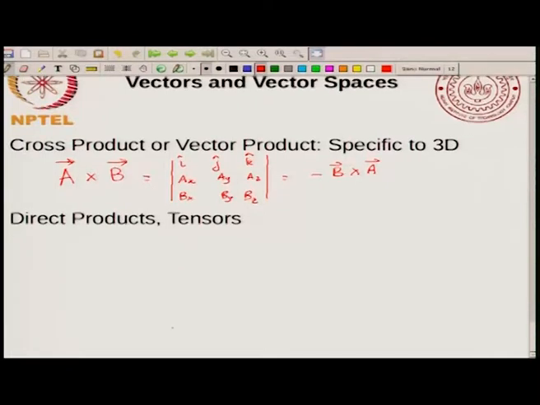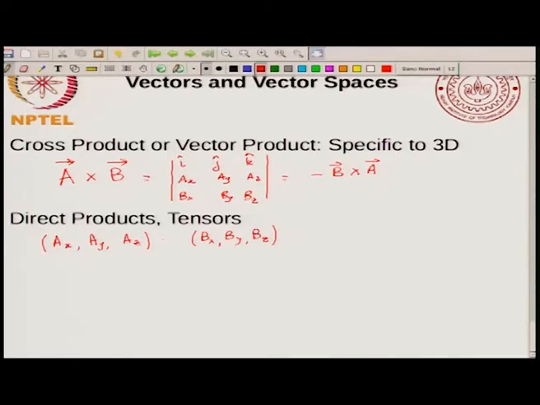There are also other ways of taking products of vectors. One is called a direct product. Just to remind, if I write a vector as Ax, Ay, Az, and I write another vector as Bx, By, Bz, what we are doing when taking products of vectors is multiplying components. In the dot product, you multiply x with x, y with y, and z with z, and you add them up. In the cross product, you multiply y with z and z with y and subtract, and that you call the x component. So, you generate vectors.